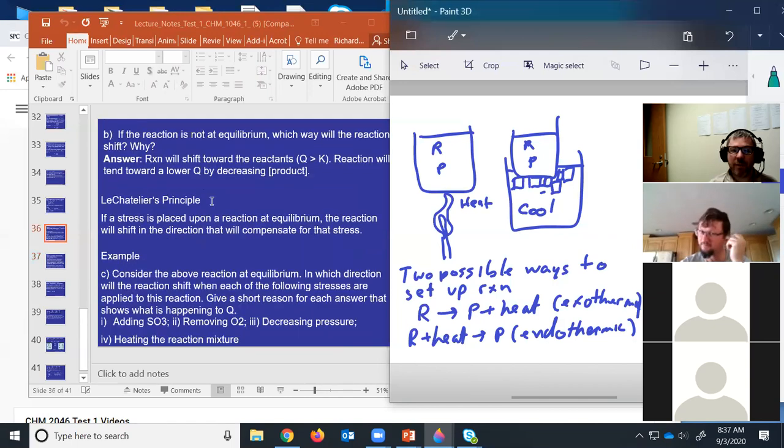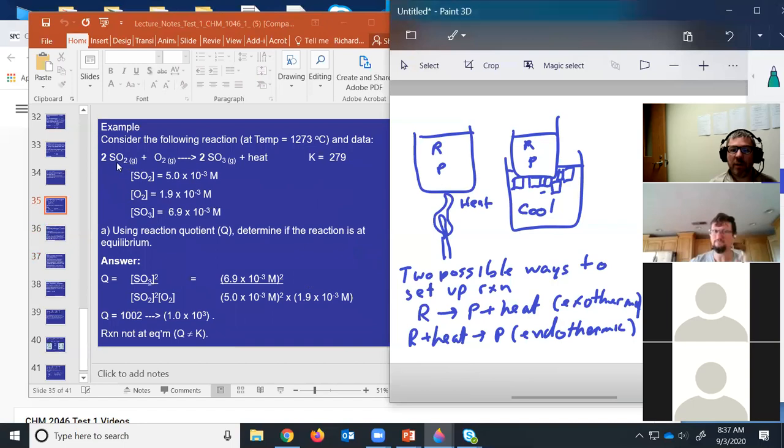So going back to this, if you look at the reaction itself, it's 2SO2 plus O2 gives 2SO3 plus heat. Now, what I'm saying is that when this reaction proceeds towards the product, heat is released. That's what I mean by exothermic, heat out. Exo meaning out, thermo meaning heat. Endo means in, thermo means heat. So heat is coming in.